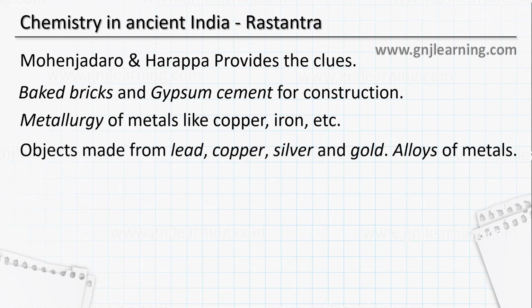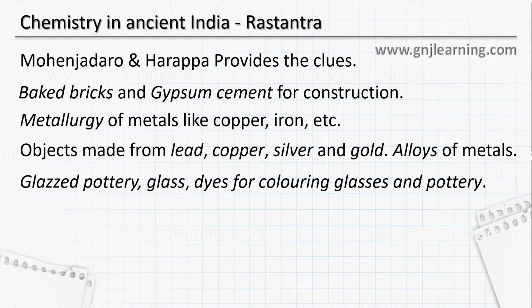And also we had objects. We were using objects made of lead, copper, silver and gold, and we were using alloys at the same time. We were also known to have glazed pottery, and glass dyes for coloring both glass and pottery. All this knowledge was well known to India during that time itself.